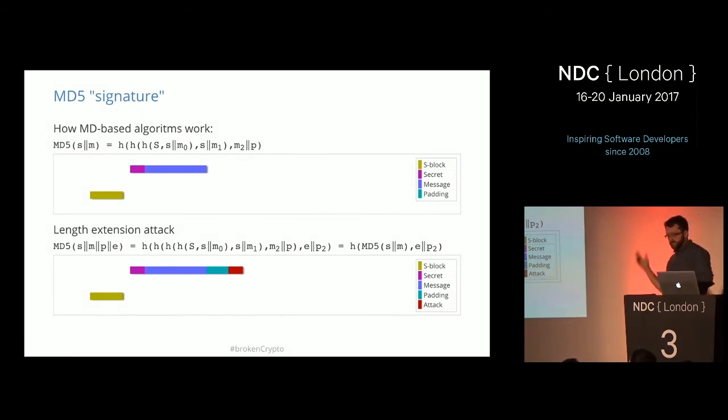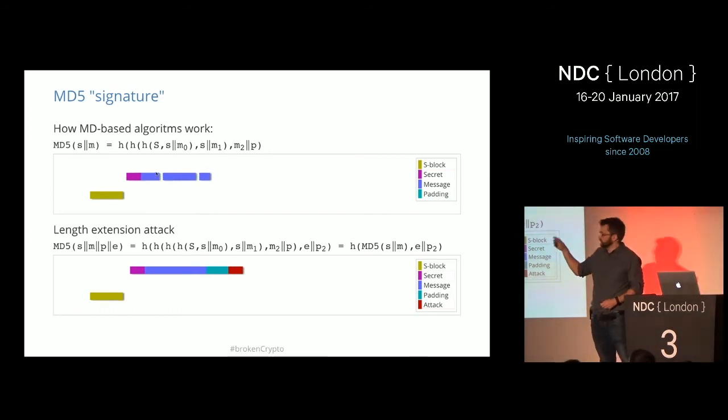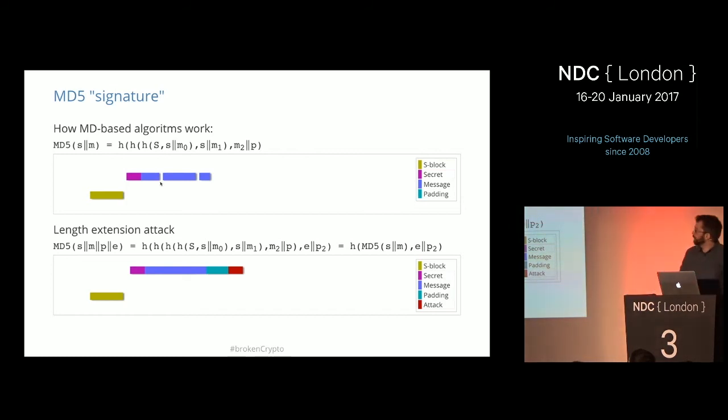To briefly explain how this works, imagine we have some data and we want to sign it. The purple stuff here is the secret that only the owners of the site know, and the blue stuff is the data. MD5 is block-based, so we split it up into blocks. We pad the last block, and then we run the same function with the previous output as input. First we start out with what's called the S block, which is like a starting value for MD5. Then we run the function on it and mix those two together. Then we take the output of that and mix it with the next block, and then the next block. And we end up with this result.